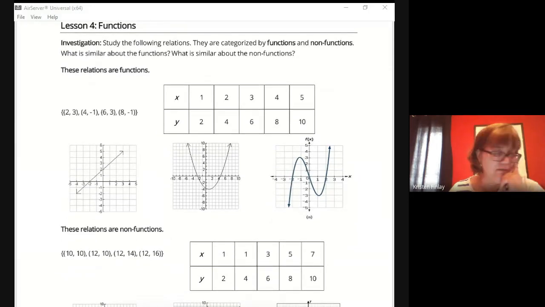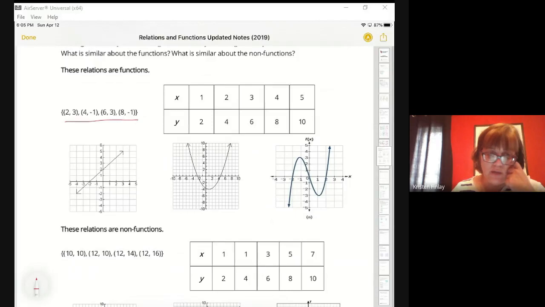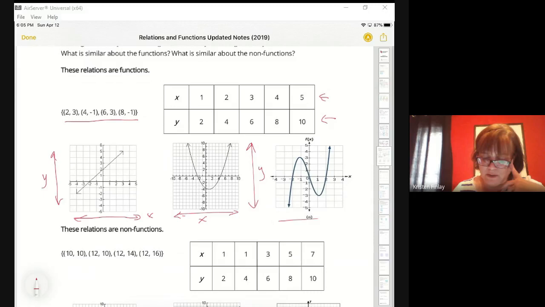We want to say what is similar about the non-functions. So if I look at my functions, I've got 2, 3, 4, -1, 6, 3, 8, -1. Here, for my x values, I have 1, 2, 3, 4, 5. And my y values 2, 4, 6, 8, 10. In this graph, I've got my x values across the bottom, my y values going up and down. So I get this nice straight line graph here. I have, again, my x values across the bottom, y values up and down, and similar here.